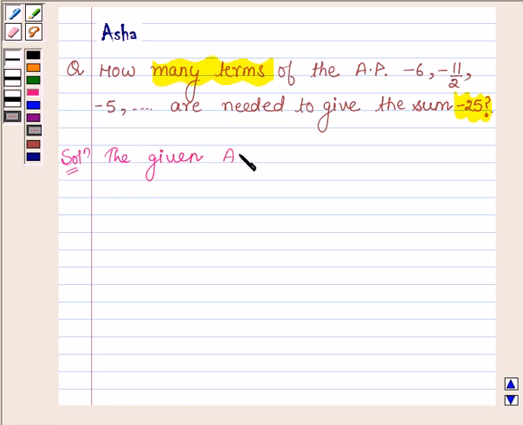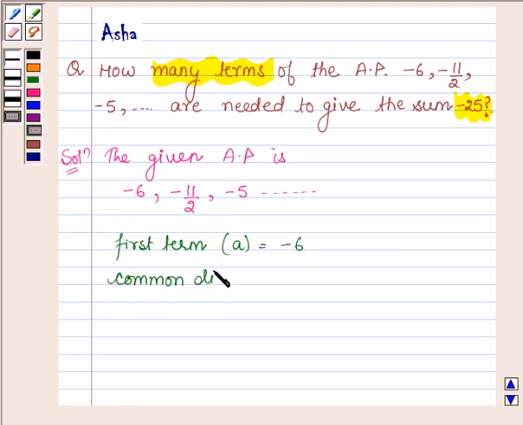The given AP is minus 6, minus 11 upon 2, minus 5, and so on. And there the first term a is equal to minus 6, and the common difference d is equal to minus 11 upon 2, minus of minus 6, which is equal to minus 11 upon 2 plus 6, which is 1 upon 2.